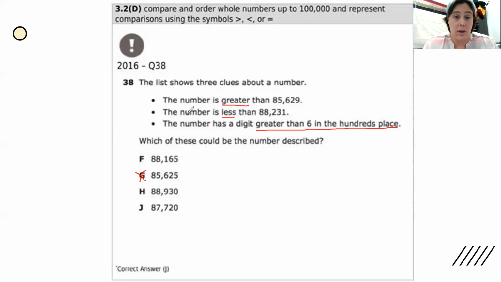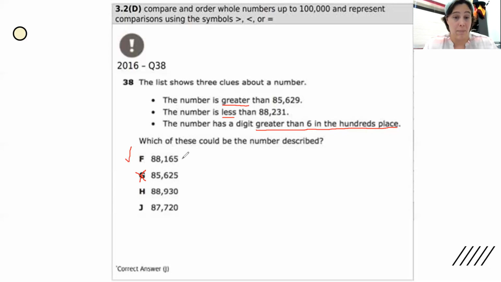Okay, so we're saying now the number is less than 88,231. Okay, so it's less. So let's take a look. We have 88,000, 88,000. Okay, then we have 165, 231. Is 165 less than 231? Yes. This could be our answer, but we don't know for sure yet.